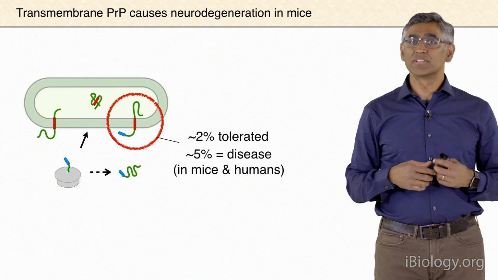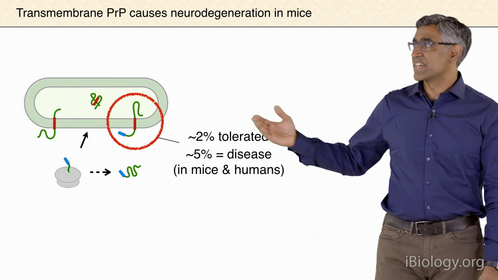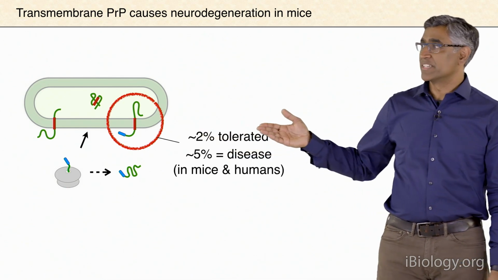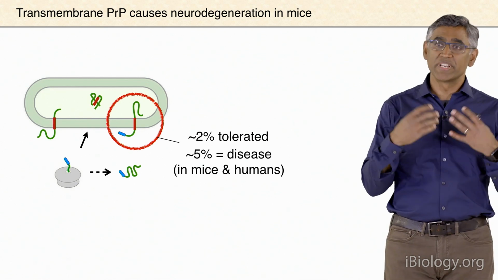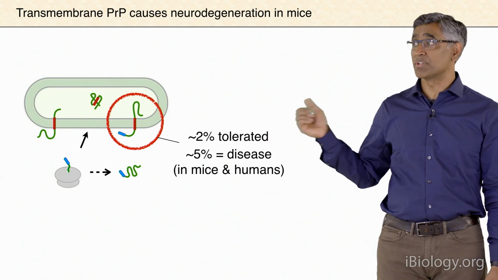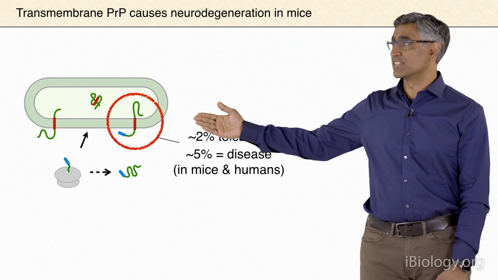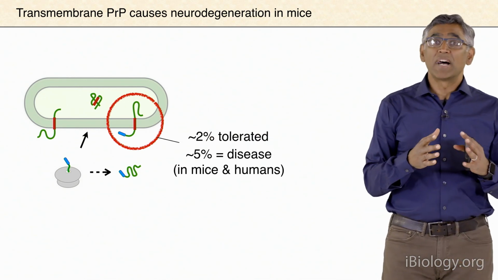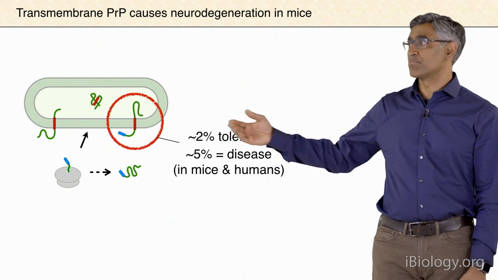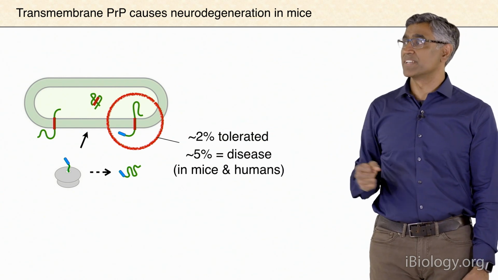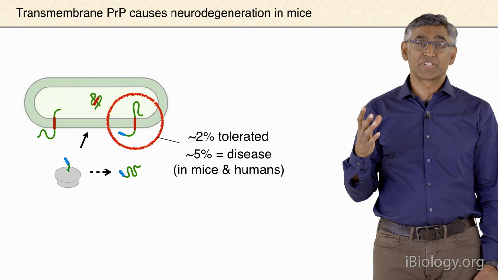And so what we can conclude from these studies is that the cell apparently, or the brain, tolerates a little bit of this transmembrane form. And when we did careful measurements, we could detect a couple % made in this particular transmembrane form. But mutations that result in a little bit more, for example, instead of 2%, 5%, is sufficient to cause neurodegeneration.